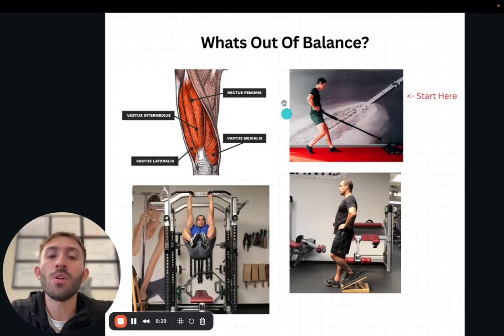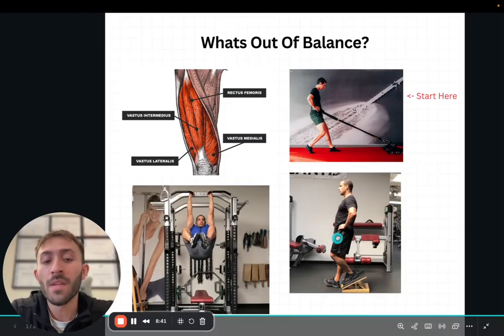But once you get better at this, just for daily life, and even if you want to get better at sports or in the gym in general, you're going to want to get stronger at also lowering under control in this position. That's where the Poliquin step up comes in.